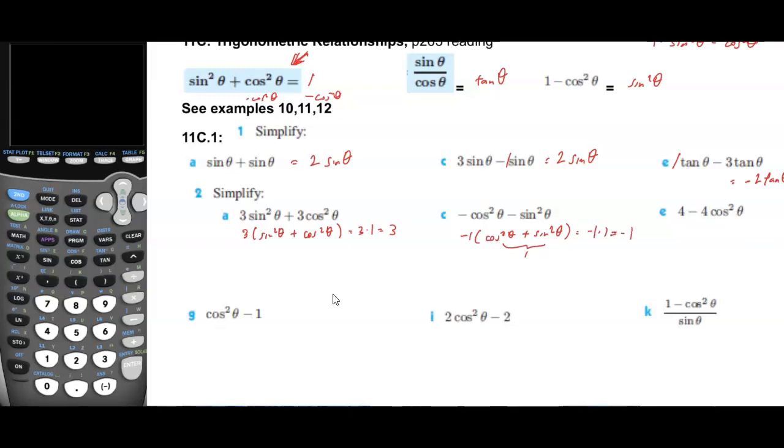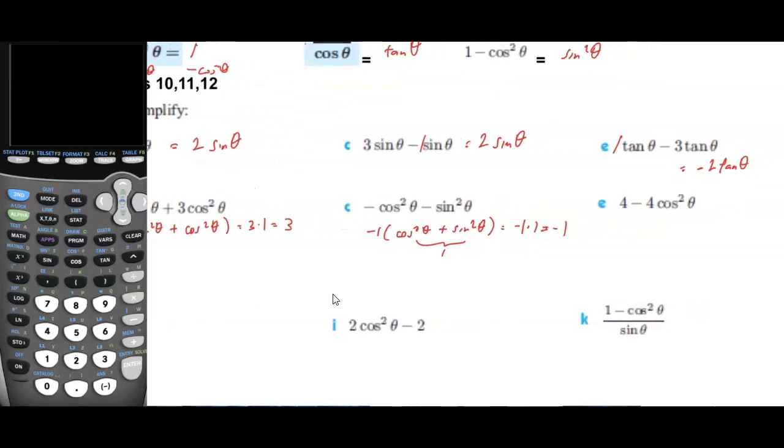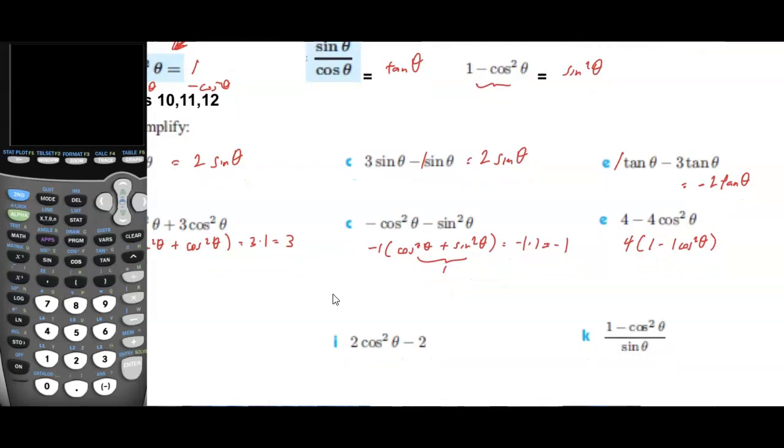4 minus 4 cosine squared theta. This doesn't look familiar, but first I'm going to factor out the 4. Then I would have 1 minus 1 cosine squared theta left. Oh, 1 minus cosine squared theta, that is this here, right? So I could replace this with sine squared theta. So this is equal to 4 sine squared theta.